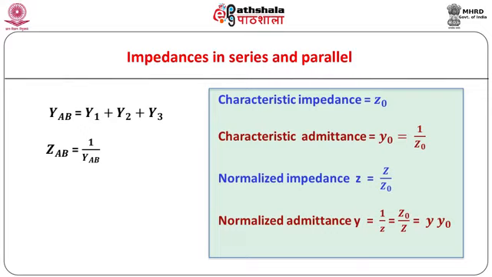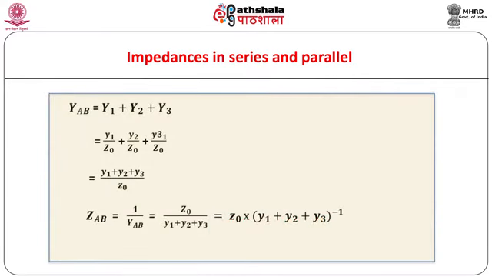We note that the normalized impedance z is given by Z upon Z0. Then the normalized admittance, which is the reciprocal of the normalized impedance, can be estimated as shown. With this, we obtain YAB equal to y1 plus y2 plus y3, and finally the characteristic impedance Z0 multiplied by the reciprocal of yAB. The characteristic impedance Z0 when divided by the sum of the normalized admittances gives the required impedance ZAB.